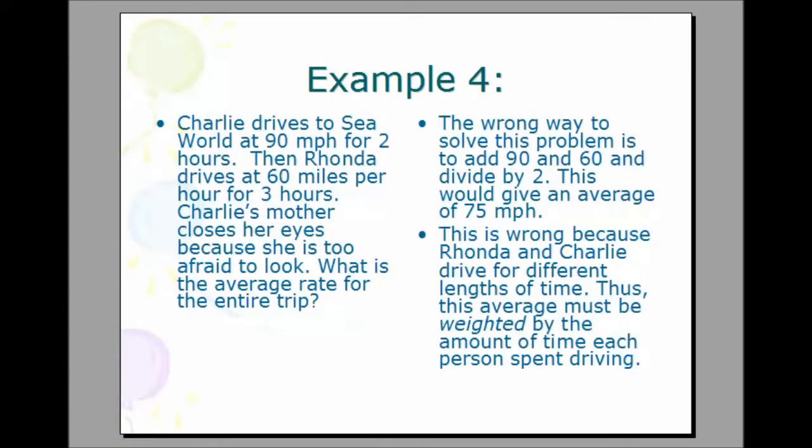Example 4. Charlie drives to SeaWorld at 90 miles per hour for 2 hours. Then Rhonda drives at 60 miles per hour for 3 hours. Charlie's mother closes her eyes because she is too afraid to look. What is the average rate for the entire trip? The wrong way to solve this problem is to add 90 and 60 and divide by 2. This would give an average of 75 miles per hour. This is wrong because Rhonda and Charlie drive for different lengths of time. Thus, the average must be weighted by the amount of time each person spent driving.